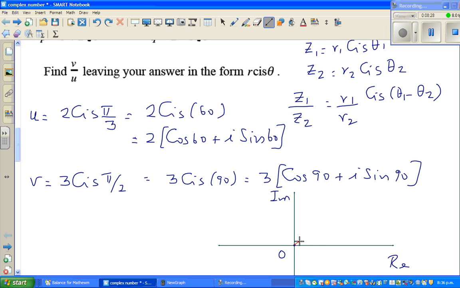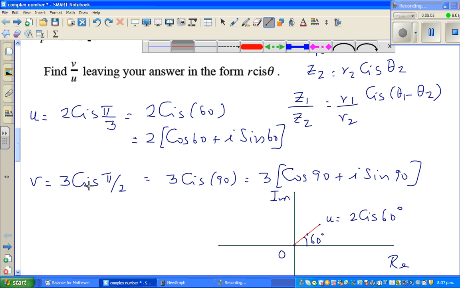Say this is 1 unit distance, and this is 2 unit distance, and at an angle of 60 degrees. So this is your u, which is written like 2 cis 60 degrees. Why do we write u? I'll not go into that detail. The next is your v, which is 3 cis pi by 2.